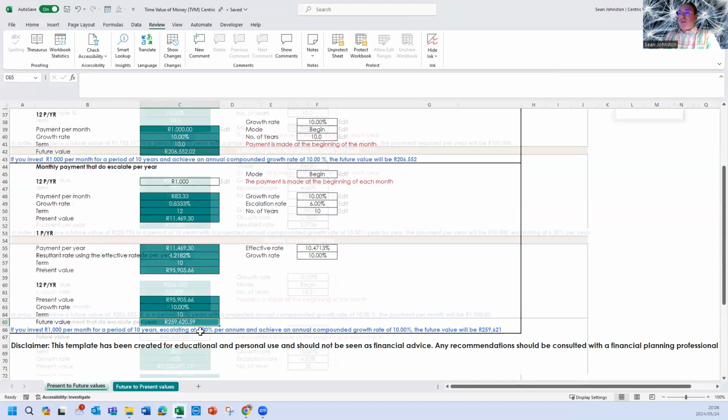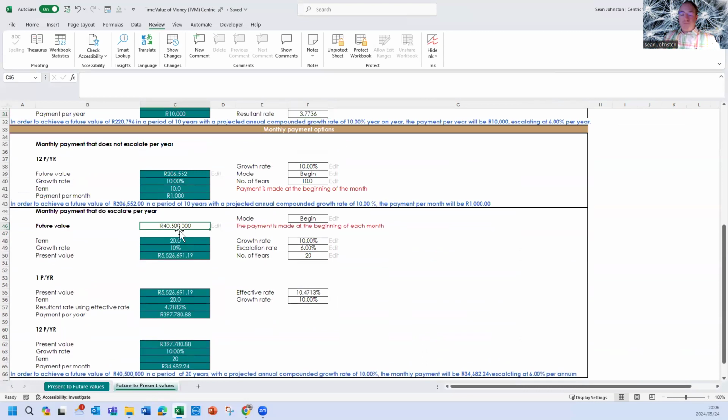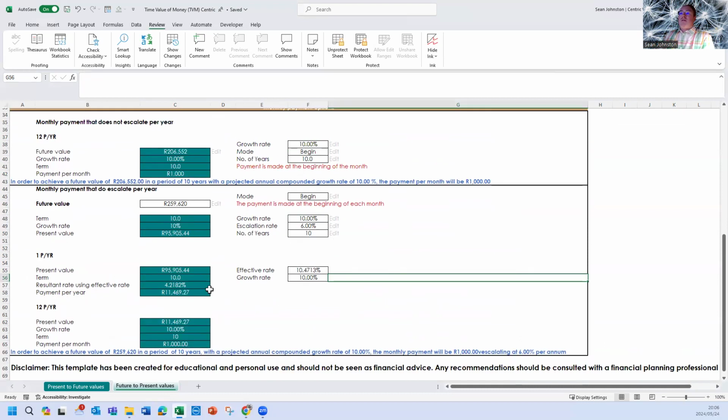259,620. So if I can put in 259,620, using exactly the same assumptions, you should get to 1,000 Rand.